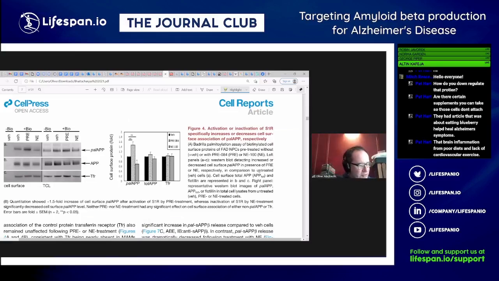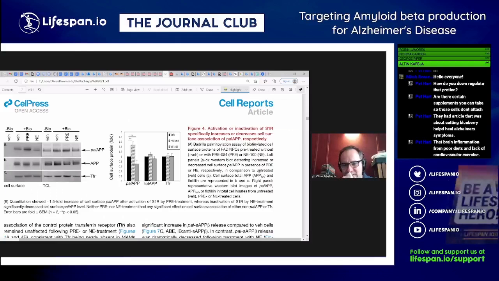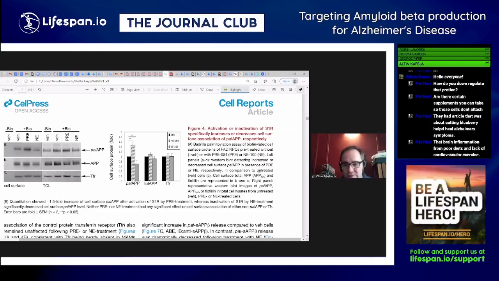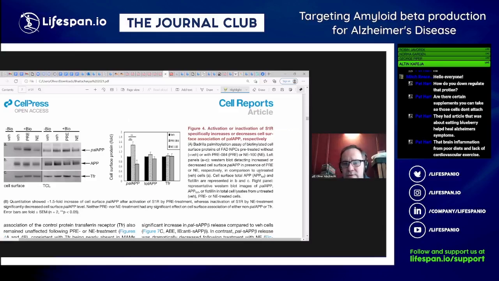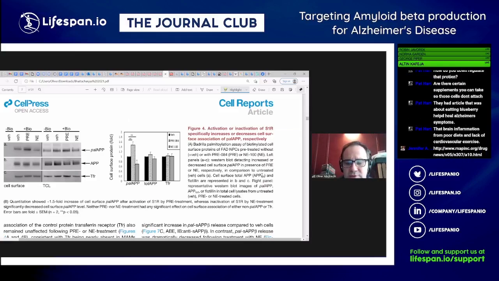I'm sure we'll eventually come around to this topic again, especially since Alzheimer's is a huge field. And if all the work here, if this pathway is correct in being a major pathway for amyloid beta secretion, then yeah, I'm sure we're going to see a lot of follow-up papers, and I'd love to have Bhattacharya and other colleagues on to go into some of the nuances here as to how they think this mechanism is working.